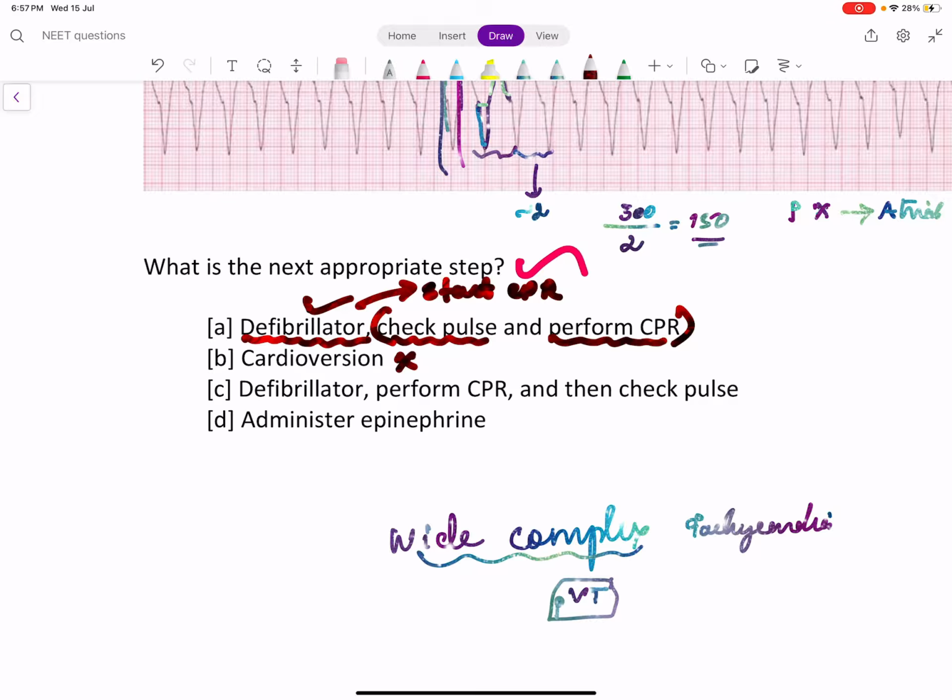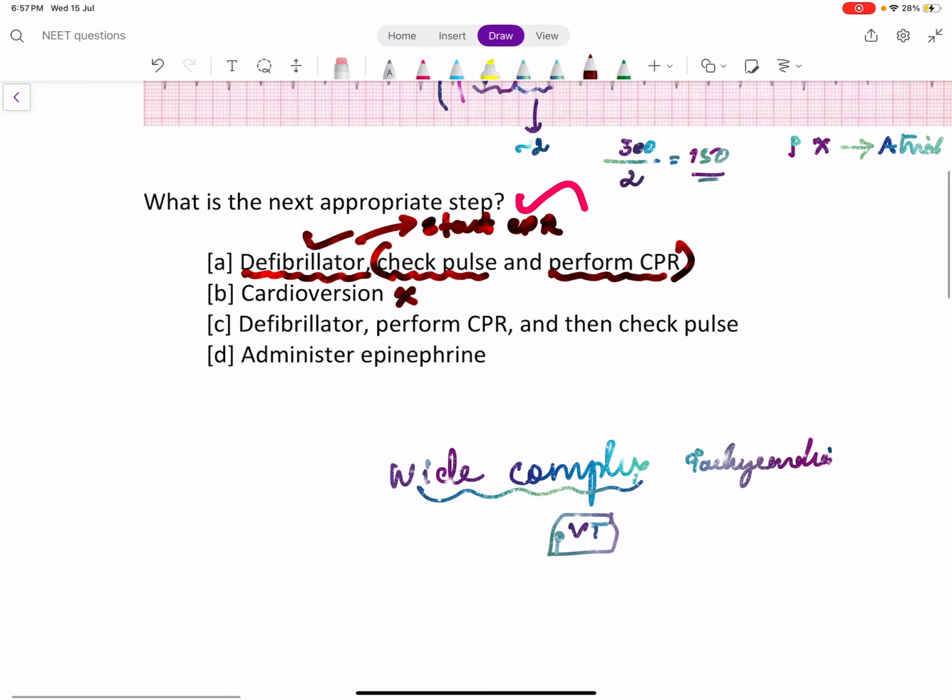Cardioversion may not be the answer. Just now we discussed, cardioversion is a shock given in a stable patient, defibrillation is the shock given in an unstable patient. Option C, defibrillator. Yeah, definitely. Perform CPR, that's what we told. Give the shock, start CPR immediately, and then only you should check the pulse.